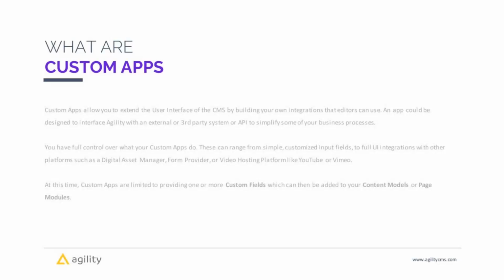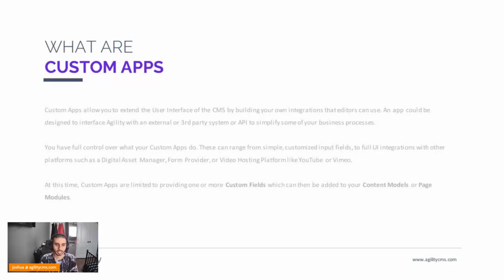First up, let's talk about what custom apps are. Custom apps allow you to extend the user interface of the content management system by building out your own integrations that your editors and marketing team can use. An app can be designed to interface Agility with any external or third-party system or API to simplify some of your business processes. You have full control over what these custom apps can do, and they can range from a simple customizable input field to a full-fledged UI integration with other platforms such as a digital asset manager like Cloudinary, a form provider like HubSpot, or even a video hosting platform like YouTube or Vimeo.